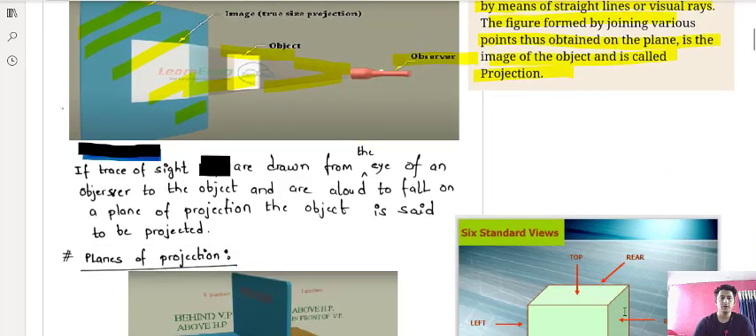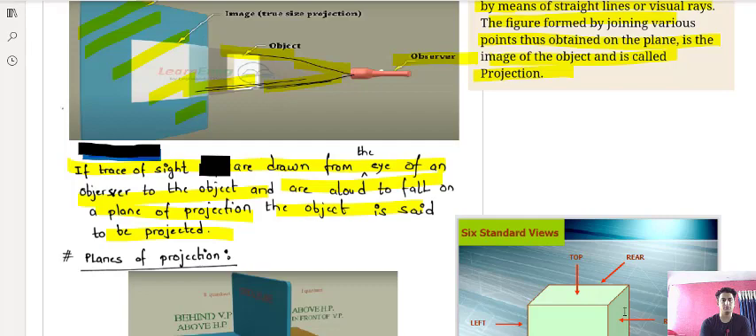Now what is projection? If lines of sight are drawn from the eye of an observer to the object and are allowed to fall on a plane of projection, the object is said to be projected. I have already explained that. These are the lines of sight, these rays coming from the observer. These rays are known as projectors. When they project an object on the paper, they are known as projectors, rays of sight, and the object that has been made on the plane of projection is said to have been projected.